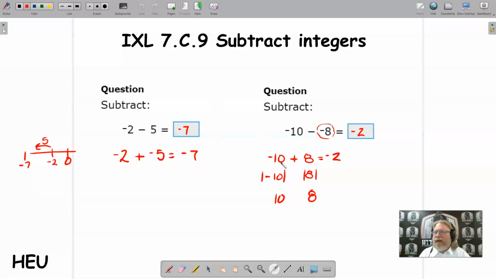And then if they are different signs, then the addend with the greatest absolute value is the sign that's going to win out. So in this case, that negative 10 has a greater absolute value than positive 8. So the answer is going to be negative, and if they're different, we're going to subtract. And so we went ahead and subtracted to get the positive 2.